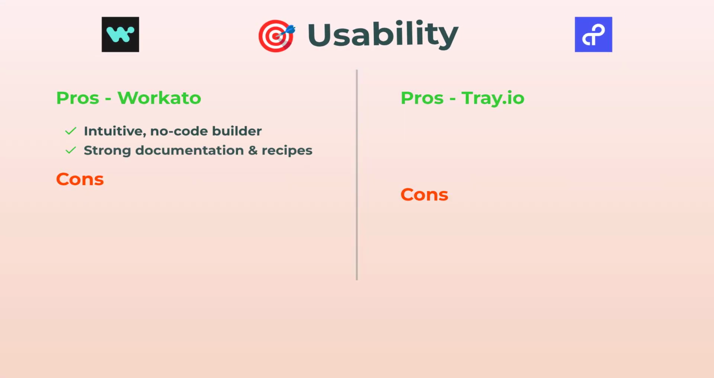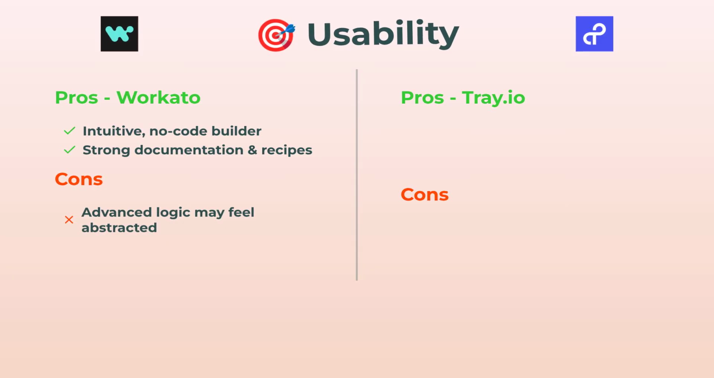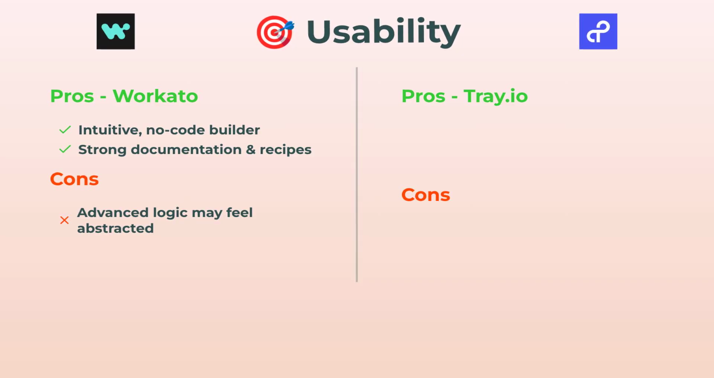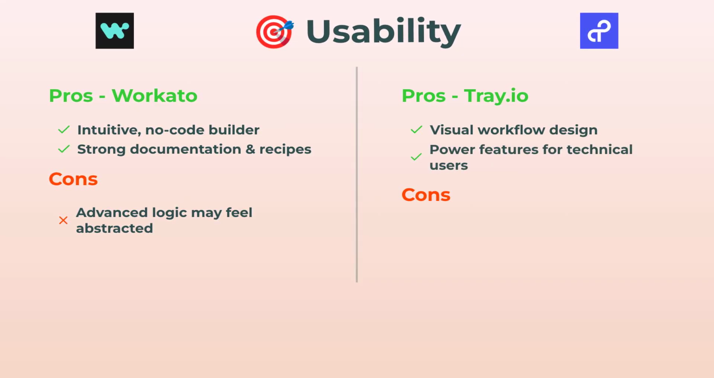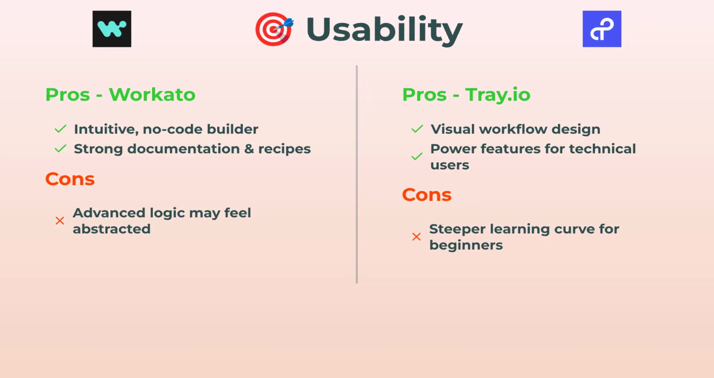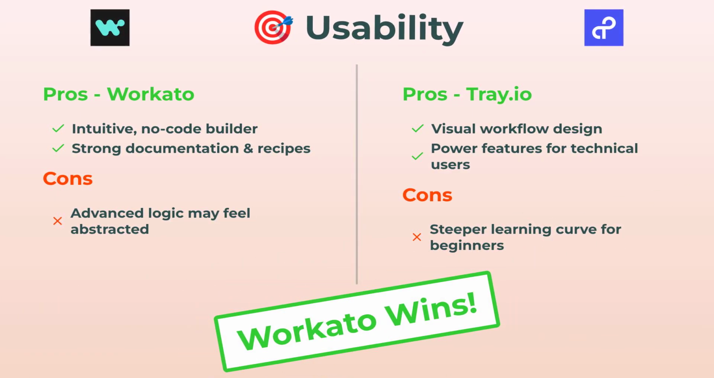Usability. If your team includes folks who break into a cold sweat at the word API, Workato is going to feel like a safe, happy place. Their no-code builder is honestly super intuitive, and the documentation is surprisingly friendly. Tons of recipes to get you going. Advanced logic feels a bit behind the scenes, though. Tray.io comes in with a visual builder and some powerful features. But let's be real, it's a little more intimidating if you're just getting started. Winner here? Workato. It's just really nice for new users.